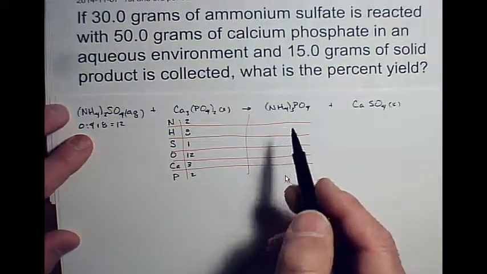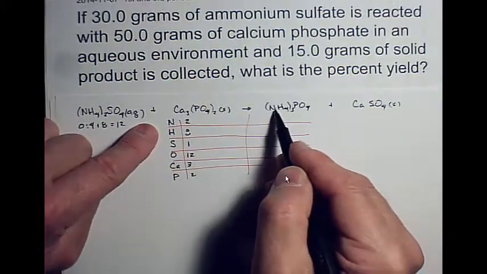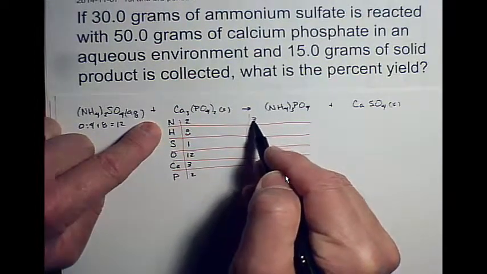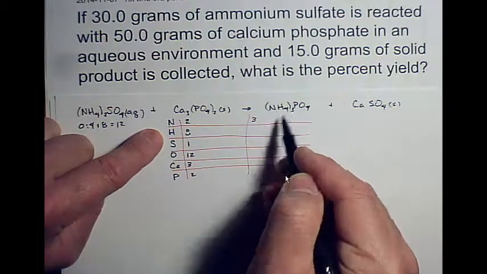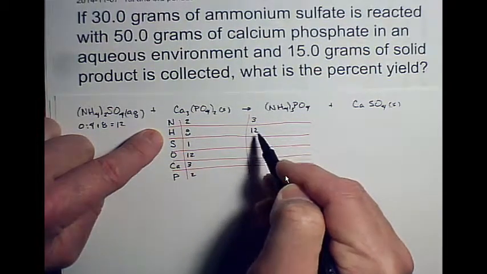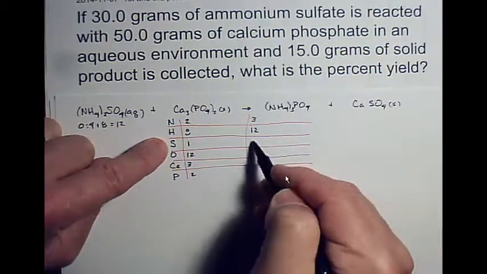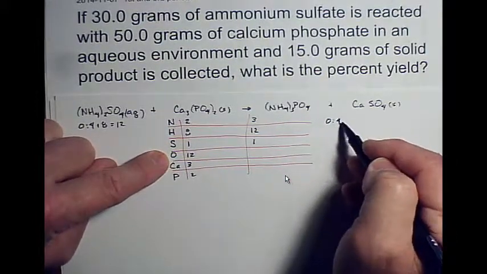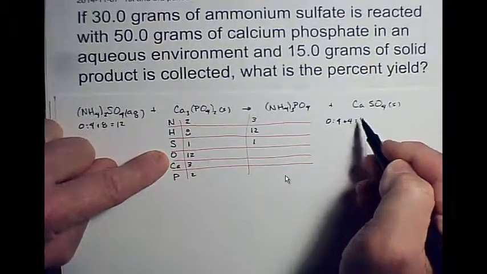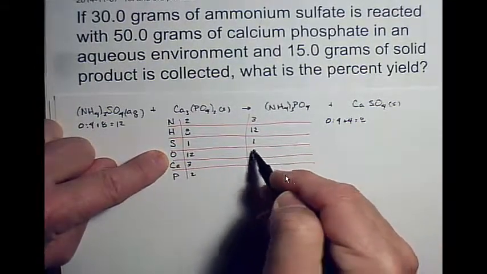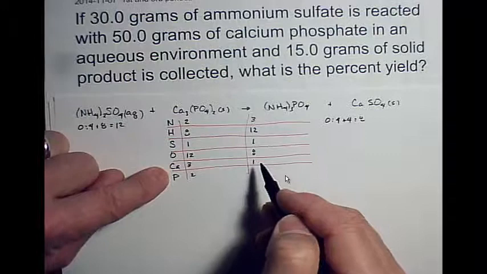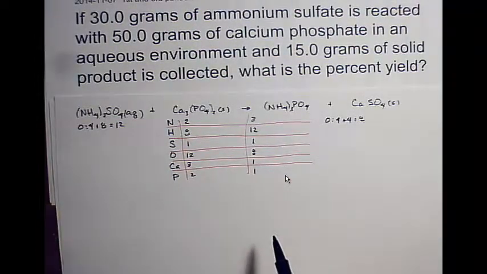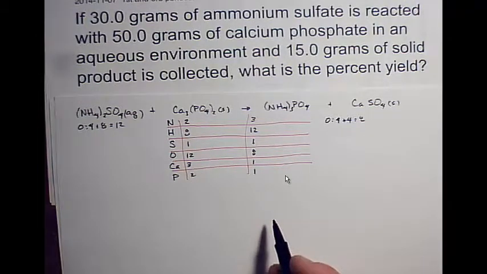On the right-hand side, I've got 3 times 1, or 3 nitrogens. 4 times 3 are 12 hydrogens. I've got 1 sulfur, and I've got 4 oxygens here, plus 4. So I currently have 8 oxygens. I've got 1 calcium and 1 phosphorus. So you always balance the hydrogens last and oxygens next to last.